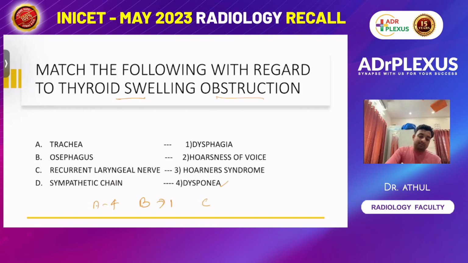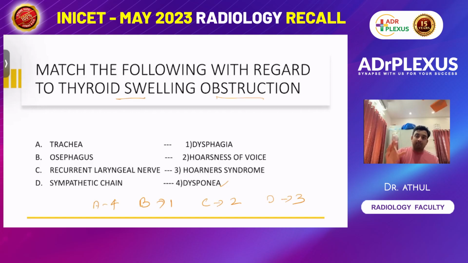If it compresses the recurrent laryngeal nerve, the patient will have hoarseness of voice. And if it compresses the sympathetic chain, the patient will have Horner syndrome. So all these are things that we have studied in various subjects like medicine, anatomy, physiology, and all.